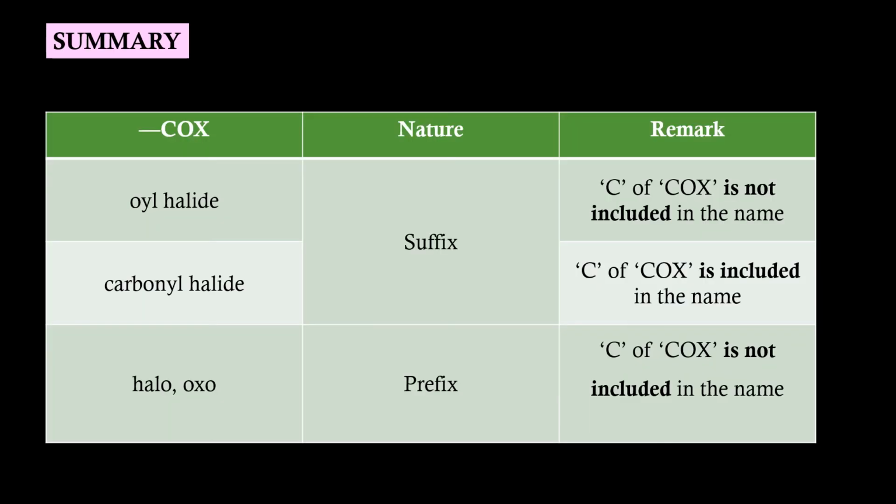Summary: if COX is called by the name oyl halide, then it is a suffix. C of the COX is not included in the name. If it is called by the name carbonyl halide, it is a special suffix. C of the COX is included in the name. If we use the words halo and oxo to indicate COX, then it is a prefix. C of COX is not included in the name.